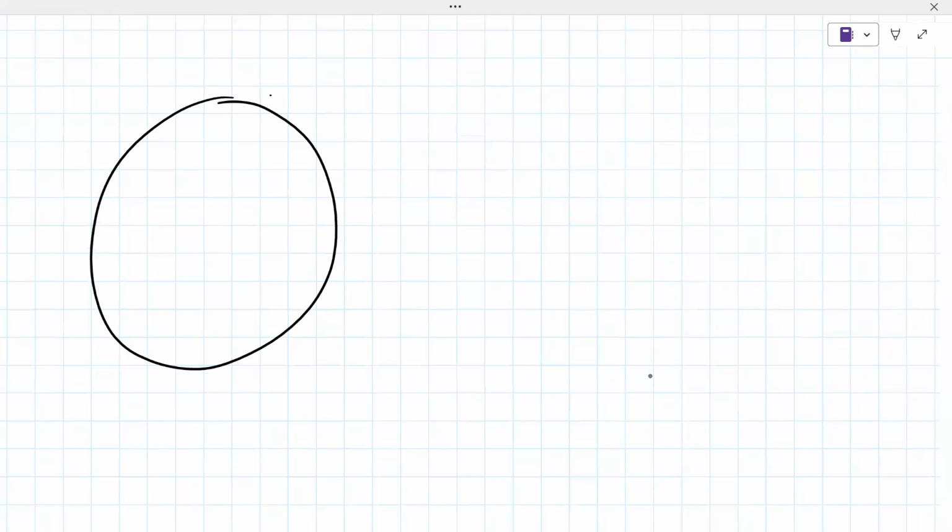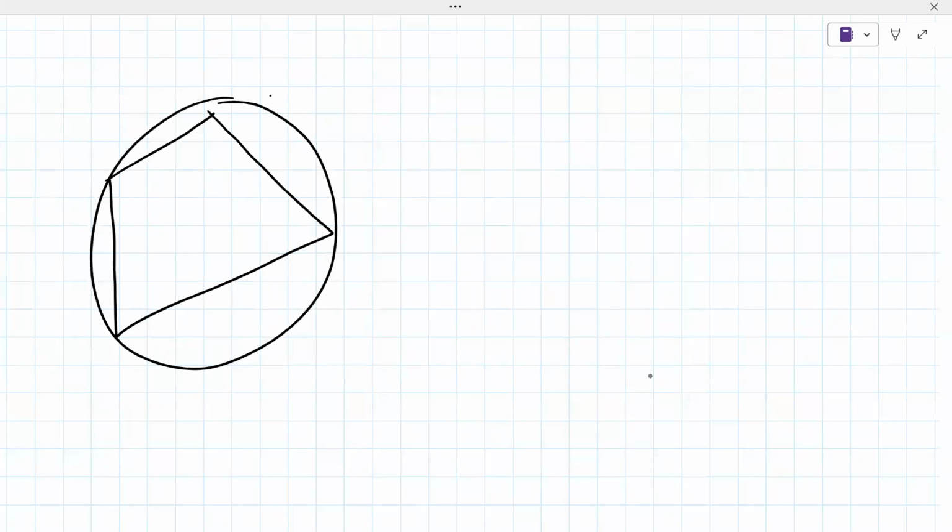We're not doing anything weird here, so I'll make this look reasonable. Let's say this is 120 degrees, A, B, C, and D. I want you to find the measure of angle C. It's basically the same process that we've just been doing.